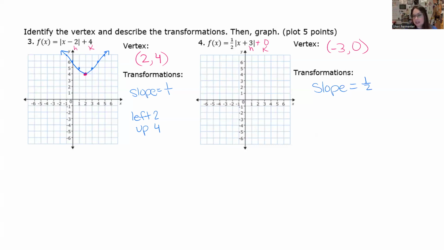And to plot my vertex point, I'm going to go left 3, and then I don't go up or down any. So I'm going to plot my vertex correctly this time. I go -3 and I don't go up any. So my vertex, -3, 0. This time when I apply the slope, I'm going to go up 1 and over 2, up 1 and over 2, up 1. And remember, you always go to the right.